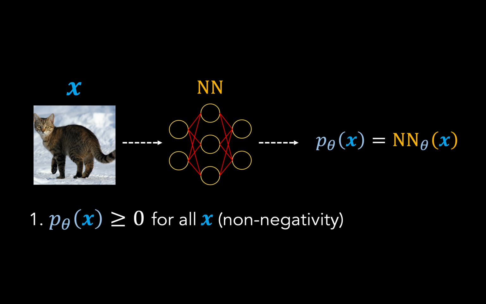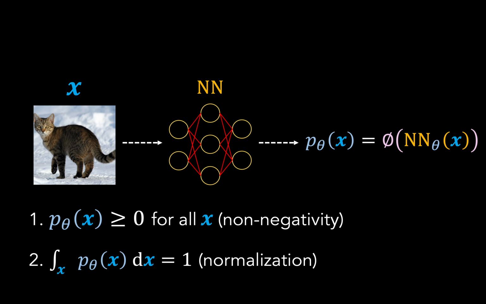Now, we can easily solve this by just applying some kind of positively valued function phi, which could be something like an exponential, on our neural network output. However, the second condition is a bit trickier, and it basically says that our function needs to be normalized, such that its integral over the entire space is equal to 1. And again, this just stems from the definition of probability.